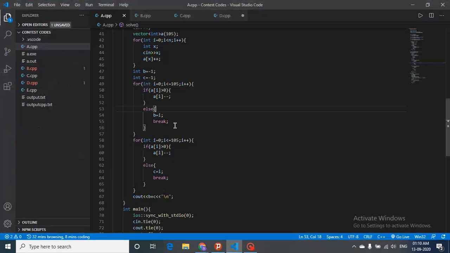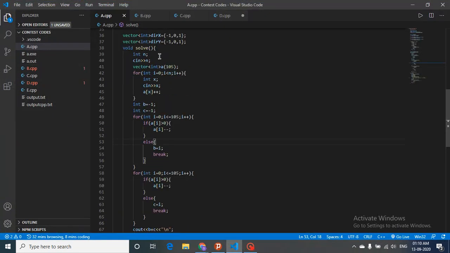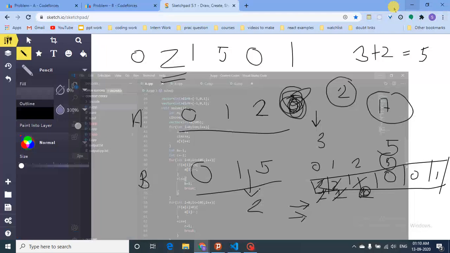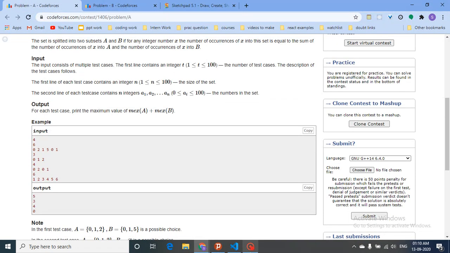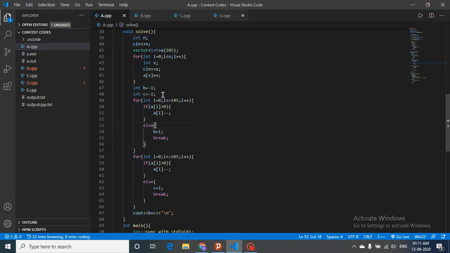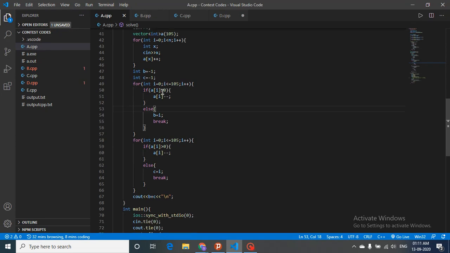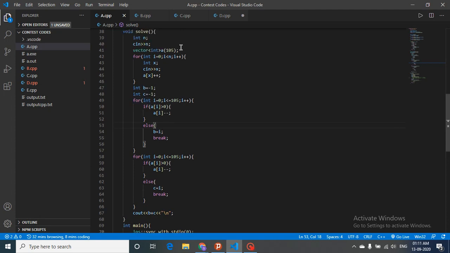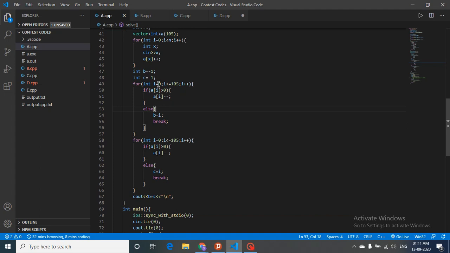Let's move on to the code part to make it more clear. This is the solve function. Take the input of n, and because the numbers are up to 100 only, I have made this vector of size 10 to the power 5. Then I store the frequency of every number: take the input of x and add it to the frequency. Then b and c are initialized as -1. You iterate over this frequency, and check if a of i is greater than 0, then subtract from a of i, and keep on going.